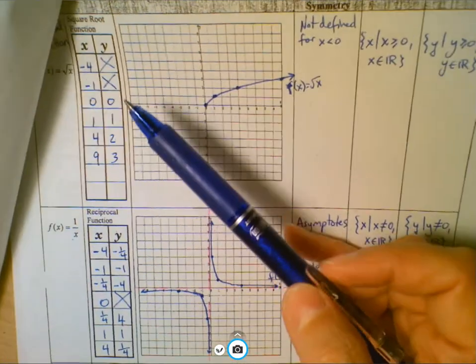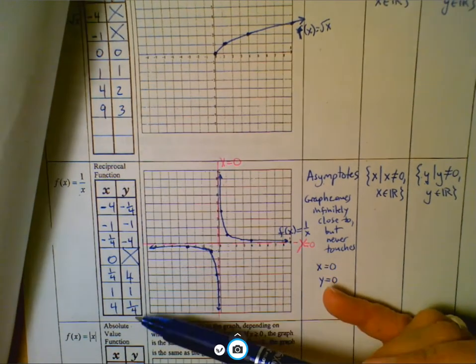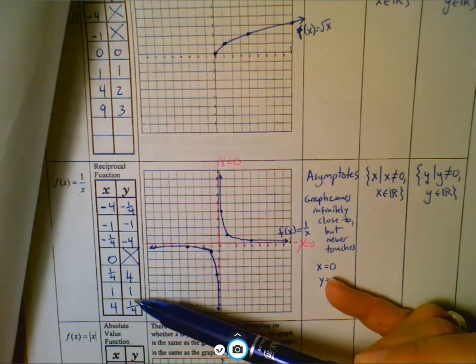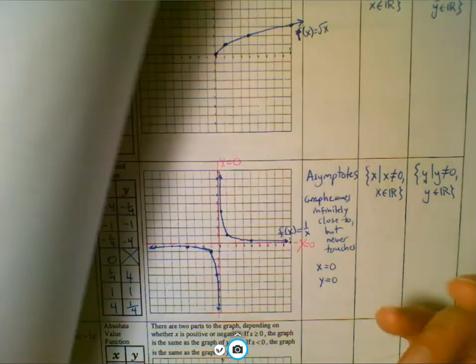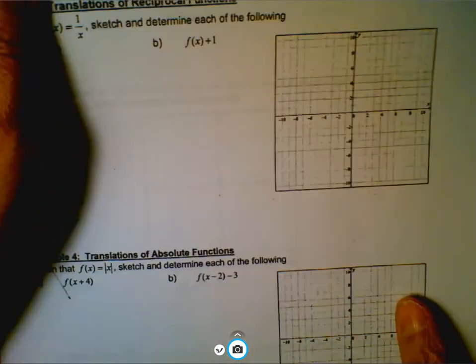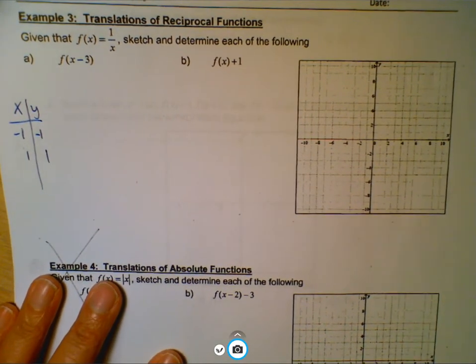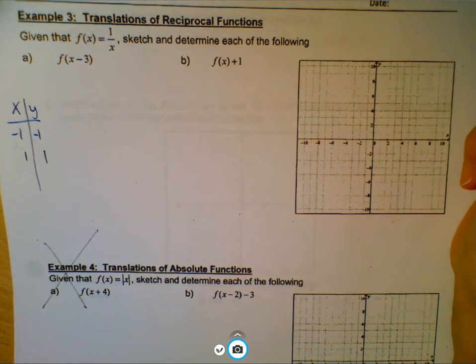Okay, if you look in the table, you see the only points that don't have fractions are this -1, -1, and 1, 1. And at 0, of course, it's undefined. Everything else has fractions, so they're hard to draw. Okay, so I'm going to use these 2 points. And I'm going to make sure I don't forget to draw the asymptote.